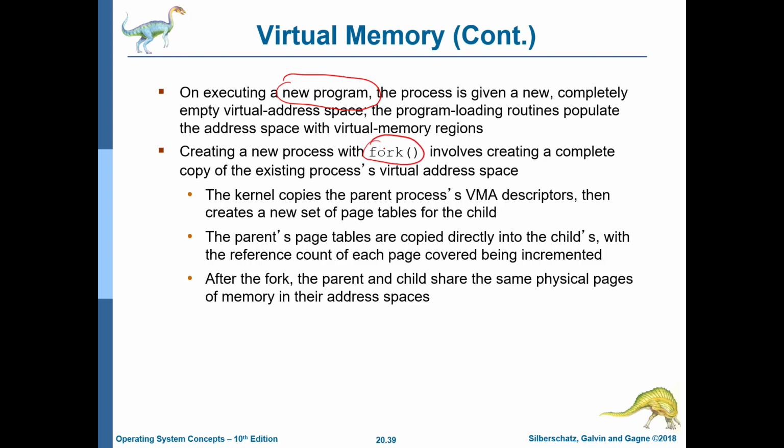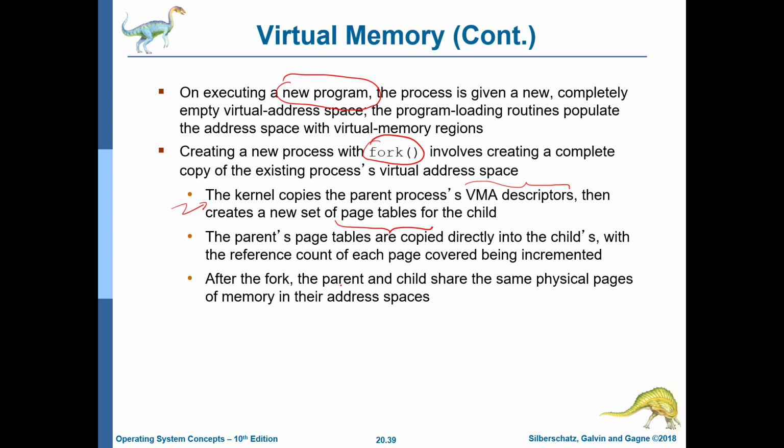However, if we use fork, then the idea is to create a complete copy of the existing process's virtual address space. But again, as we have discussed, it is not done immediately. A copy on write mechanism is used. So what is actually copied is the VMA descriptors or the metadata. A set of new page tables are created for the child, which basically means that while initializing at the time of the fork system call, the parent's page tables are copied directly into the child's, right? And the reference count of each page that is covered is incremented.